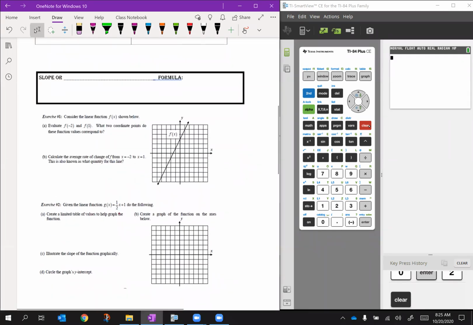So the slope formula, remember what, or rate of change. So rate of change is what for the slope formula? Good. M equals y2 minus y1 over x2 minus x1.